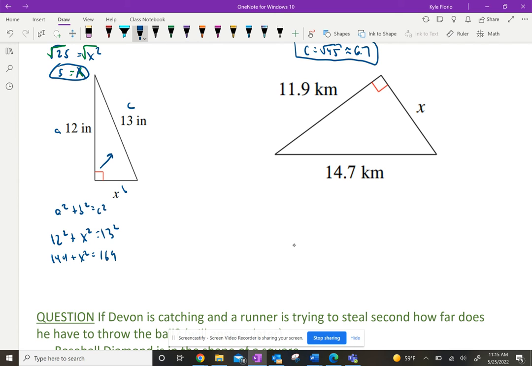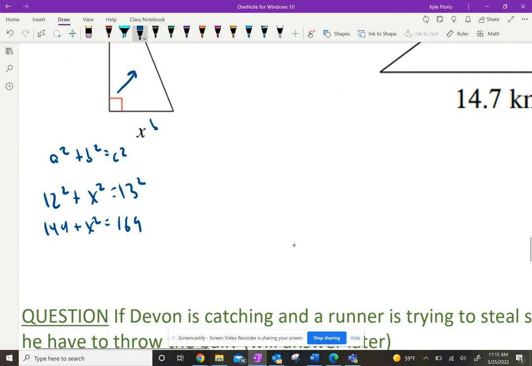13 squared is 169. Now in this case, we actually have to solve for X squared. So if I want to get rid of the 144, I just subtract it on both sides. 169 minus 144 is 25. And if X squared is 25, square root both sides. And the square root of 25 actually comes out to be exactly 5.